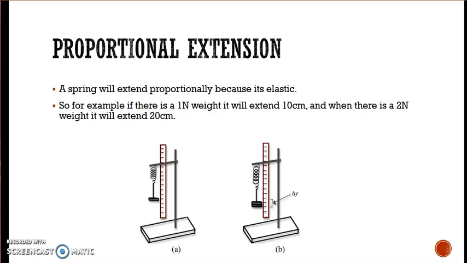Okay, proportional extension. A spring will extend proportionally because it's elastic. For example, if there is a 1 Newton weight, it will extend 10 cm, and when there is a 2 Newton weight, it will extend 20 cm. That's what it means by proportional. So if the weight is doubled, then the extension is also doubled, and if the weight is tripled, the extension is also tripled. That's what it means.